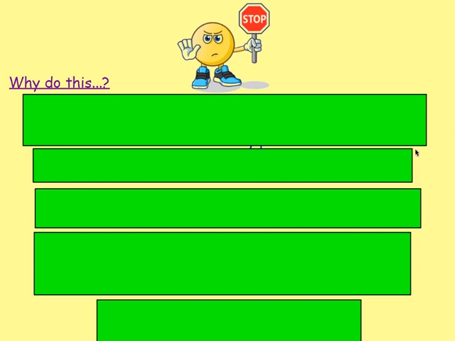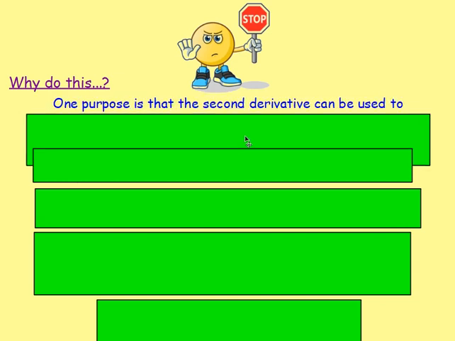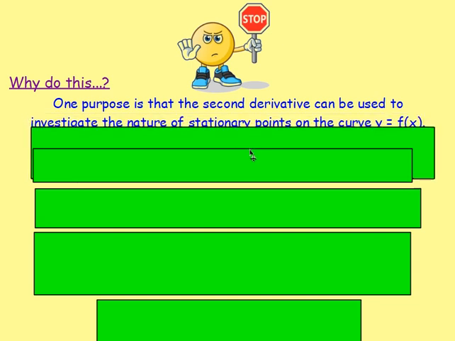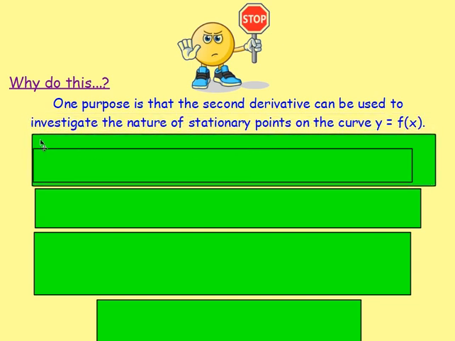However, hold up! Why are we doing this? What is the whole point in this? Why are we working out a second derivative and third derivative and fourth derivative and whatever we're wanting? Why are we doing this? Well, one application, one purpose is that the second derivative can be used to investigate the nature of stationary points on the curve y equals f of x.